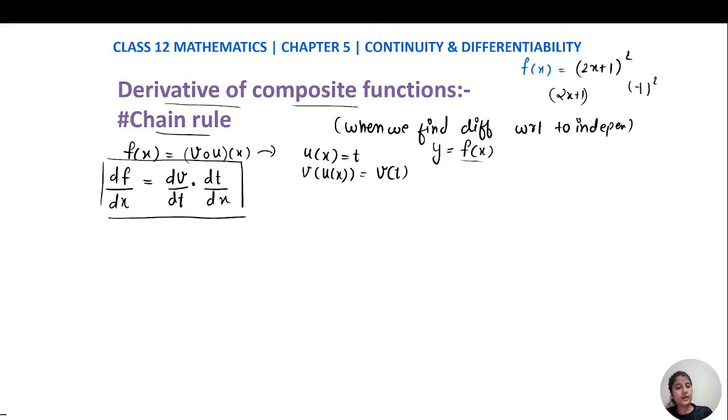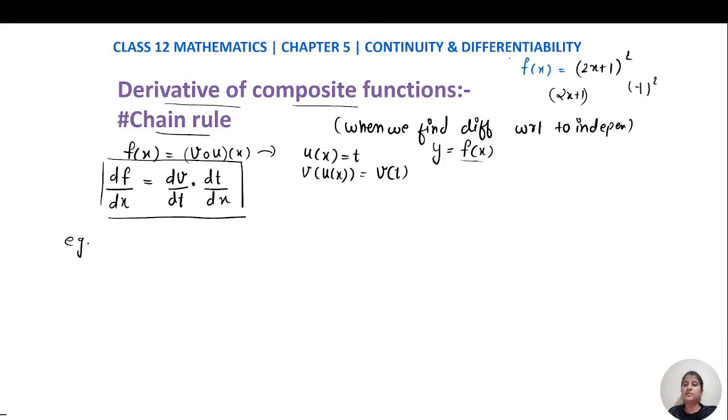That means you are finding the derivative of the required function using a chain, that is dv by dt multiplied by dt by dx. It is easy to remember how this comes, because after cancelling you get your required derivative. Now, the theory is quite difficult to understand, so let's do it by example, and then you will understand it properly.